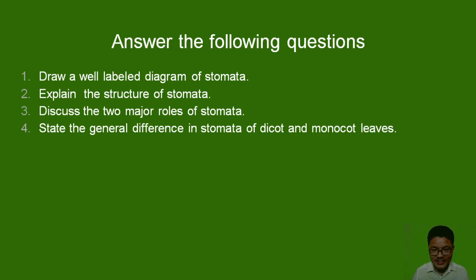So with this, I hope you have understood a little more about stomata.